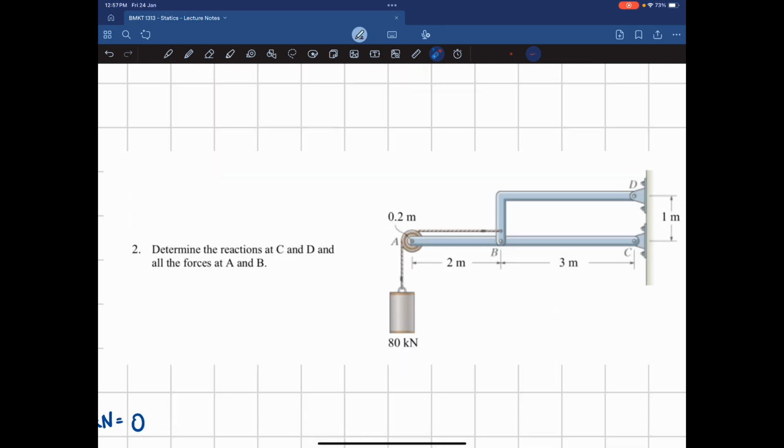In Set 2, question 2, it mentions: determine the reactions at C and D and all the forces at A and B.